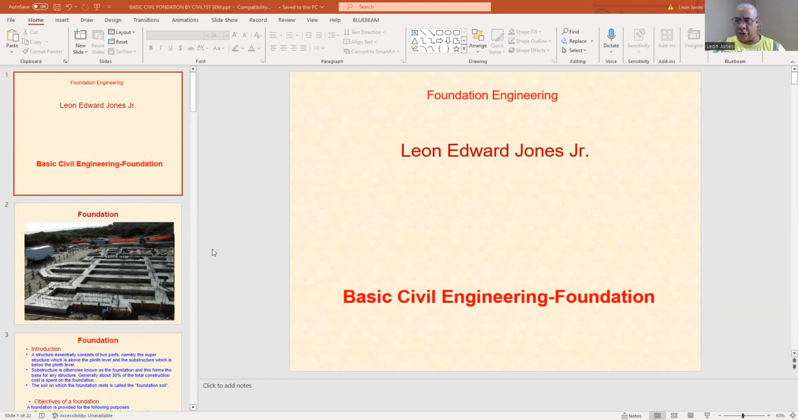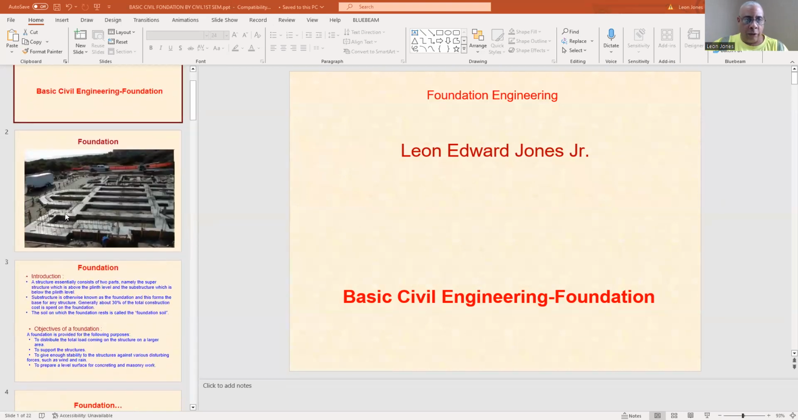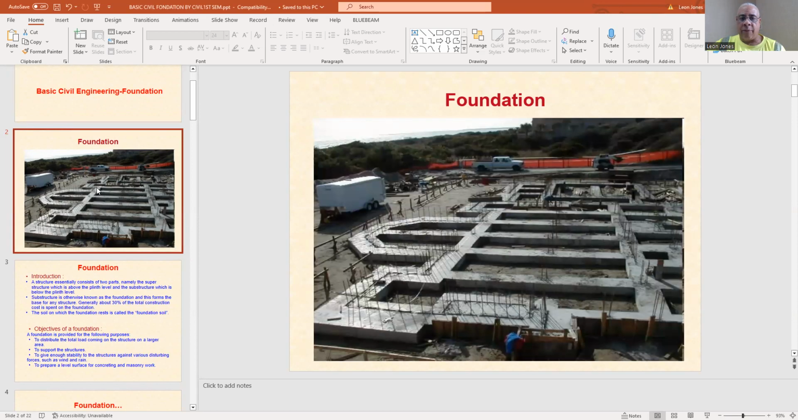I'm combining both of the topics together. So I talked about footings, but before you even have a footing, you have to have some type of foundation as well. They both go hand in hand. Now, what you see here in PowerPoint number 2, that's a foundation.